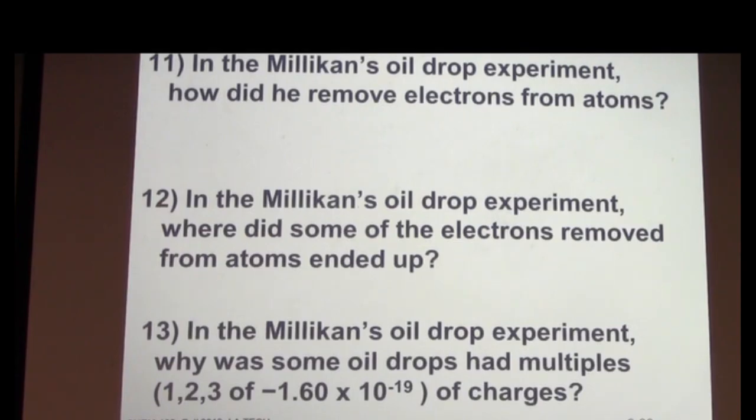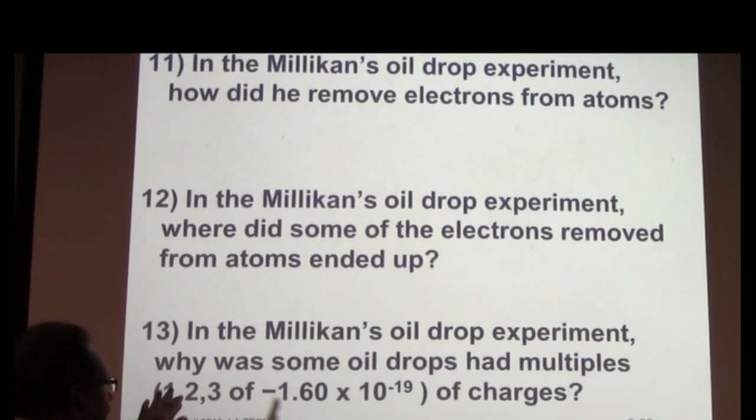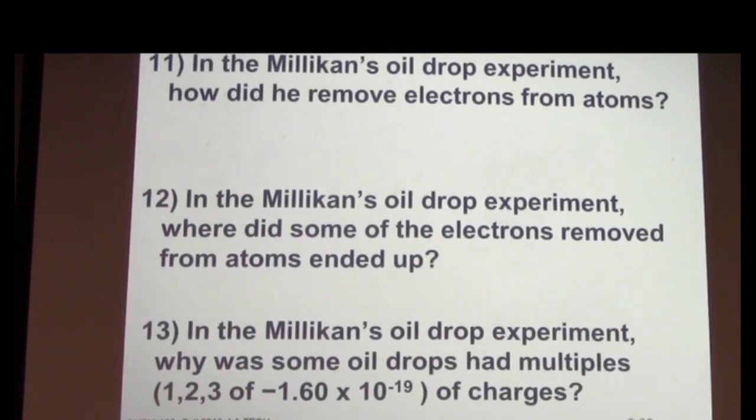Then he changed the electrical field, right? Suspended them because the bottom plate is negatively charged, right? So it will repel. So if you increase the field, it will even go back up, okay? So like that. In Millikan's oil drop experiment, why did some oil drops have multiples of these charges?